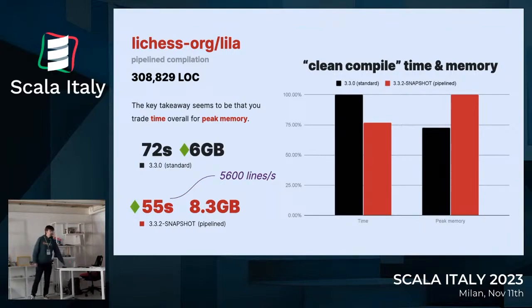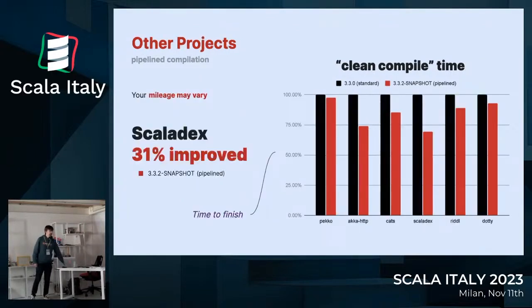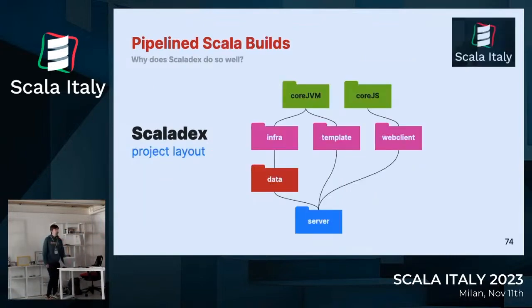But I did do a bunch of more benchmarks. Scala-Dex, for example, 31% improved build time. Why is that? If you look at the structure of Scala-Dex, it basically has at least 4 layers of these dependencies, which I showed you with that calculator app. The more levels of dependencies you have, the more you're going to increase the performance by pipelining. So we have multiple things in parallel, multiple levels, so it's just going to maximize that speed up.